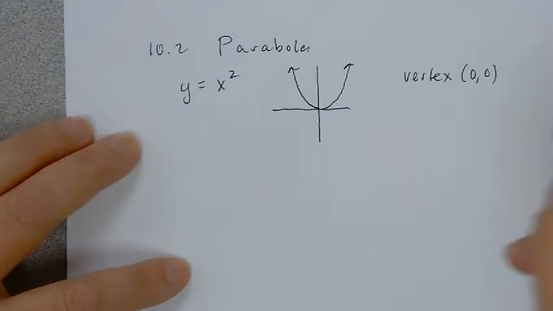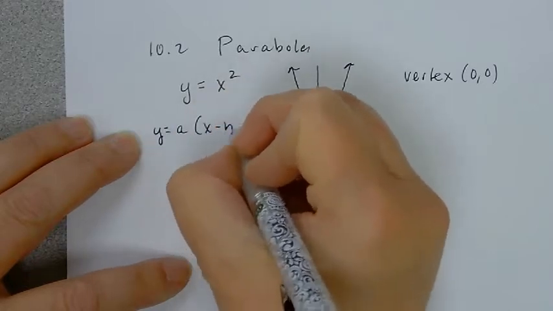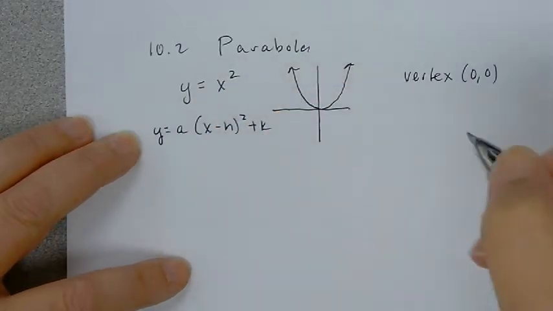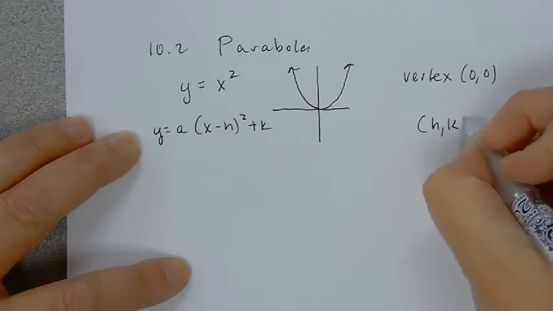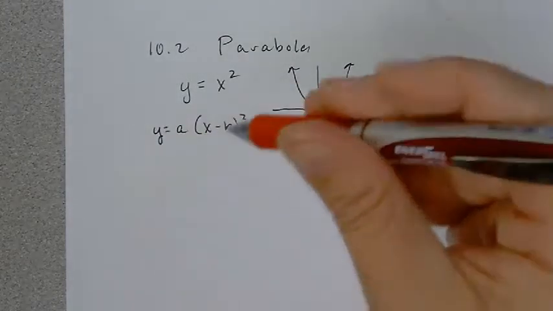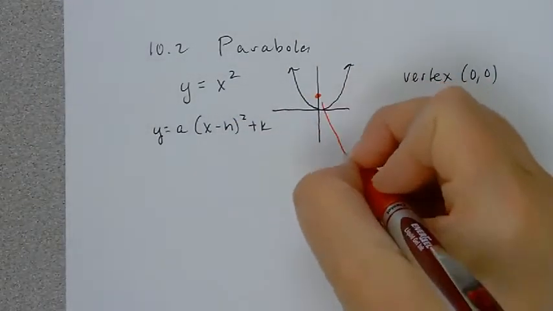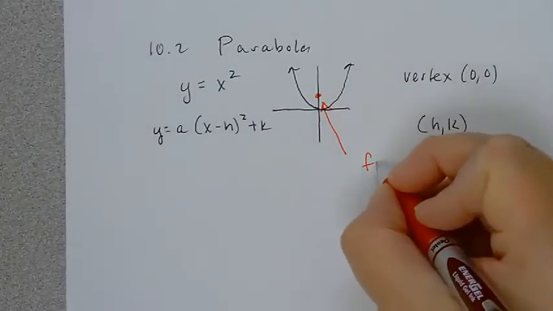If you write it in vertex form, it's y equals a times x minus h squared plus k. And so the vertex is (h, k). There's also another point on the parabola that we haven't talked about. And that's the point that lies right inside here. And that point is called the focus point.